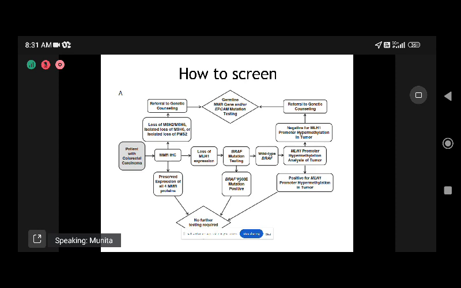I've mentioned that MSI testing or MMR testing by IHC is a screening test. What we do is, all patients with colorectal cancer should undergo MMR IHC. If there is a loss of MSH2, isolated loss of MSH6 and isolated loss of PMS2, all these patients go for genetic testing.